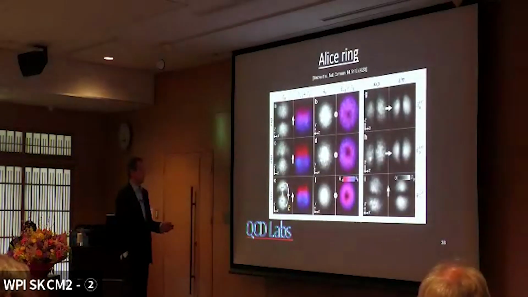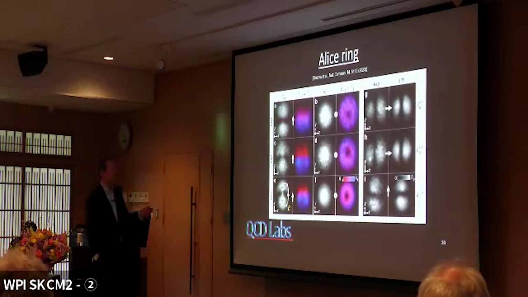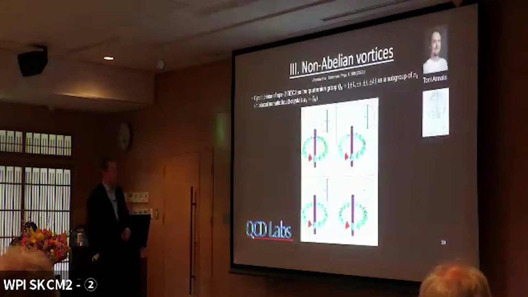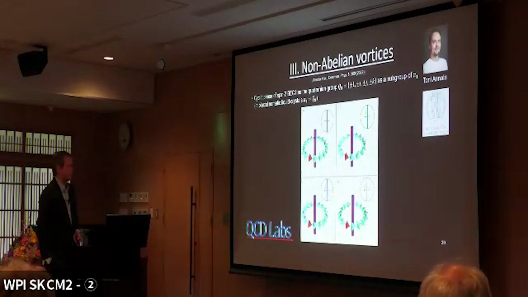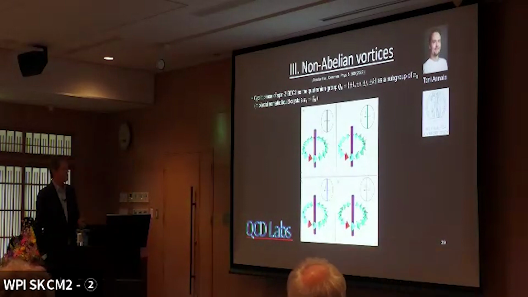All right, but the experiment again shows the Alice ring. This is the topological monopole, and then when you wait for a while, it will deform into an Alice ring. I don't have time to go into the details. But instead, I want to use these last 2 minutes to describe the vortex knots and links.